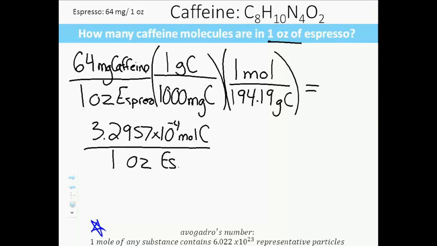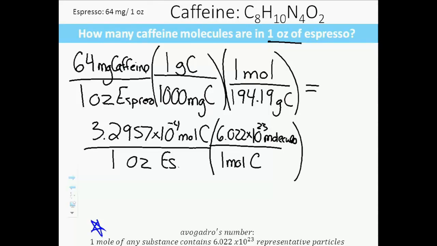So we've got it in moles. Now we need to get to molecules. So in order to do that, we use Avogadro's number. Avogadro's number always lets you convert from moles to molecules. So in any 1 mole of caffeine, there should be 6.022 times 10 to the 23rd molecules of caffeine.